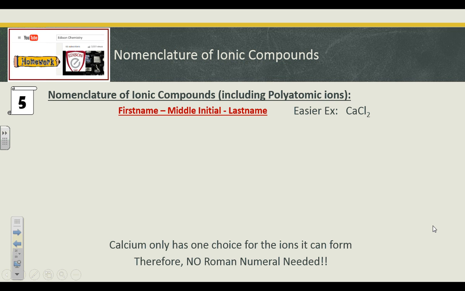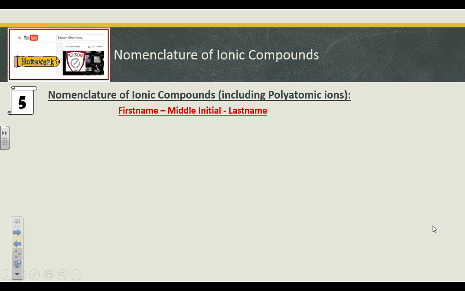Only transition metals that have multiple oxidation states, and can form multiple different ions, deserve middle initials. So, first name is going to be calcium, because that metal says its name. No middle initial. Second name is going to be chlorine turned to chloride. Done. Calcium chloride. Now we got to hit up a polyatomic ion.